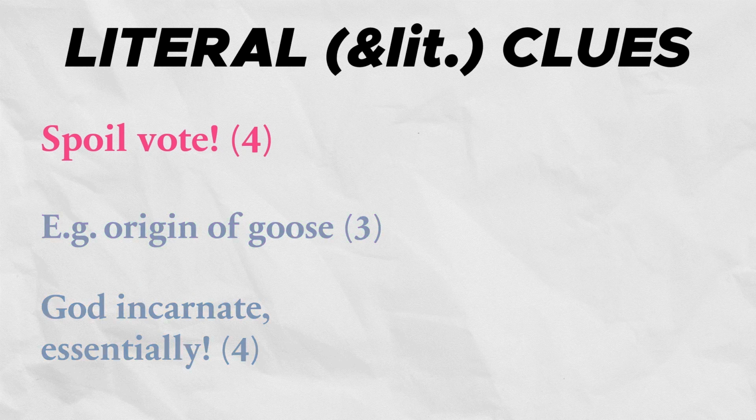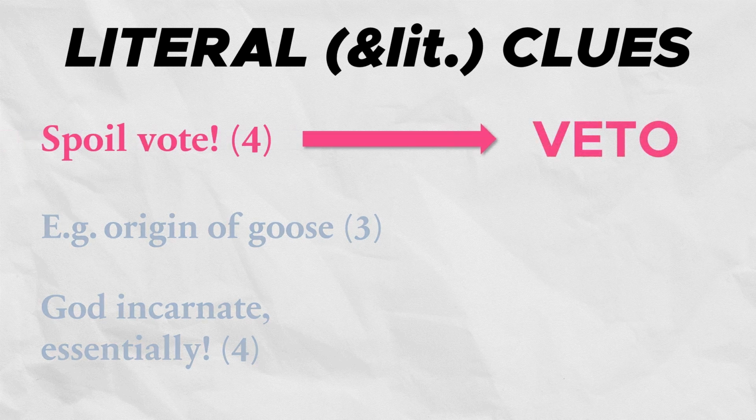Spoil vote, 4 letters. Spoil could be an anagram indicator. Vote has 4 letters. If we make an anagram of vote, we get veto, which could literally mean to spoil a vote. E.g., origin of goose, 3 letters. So the origin of goose could refer to the first letter of goose, G.